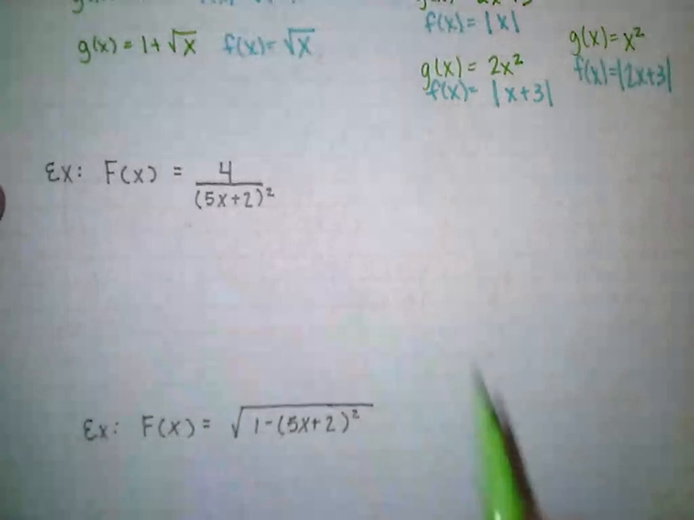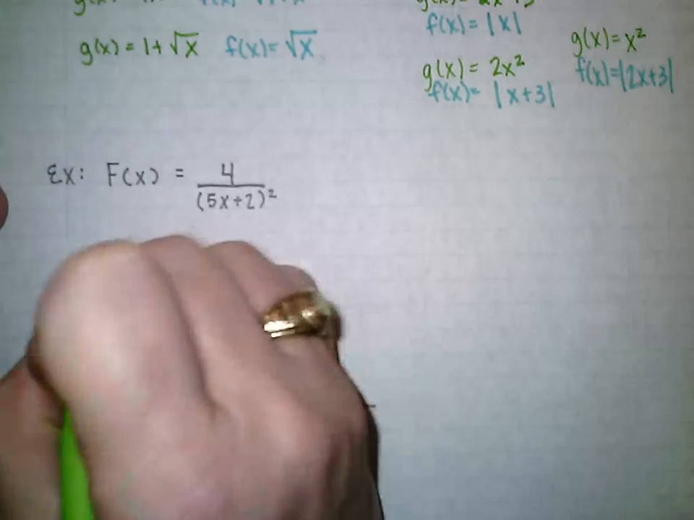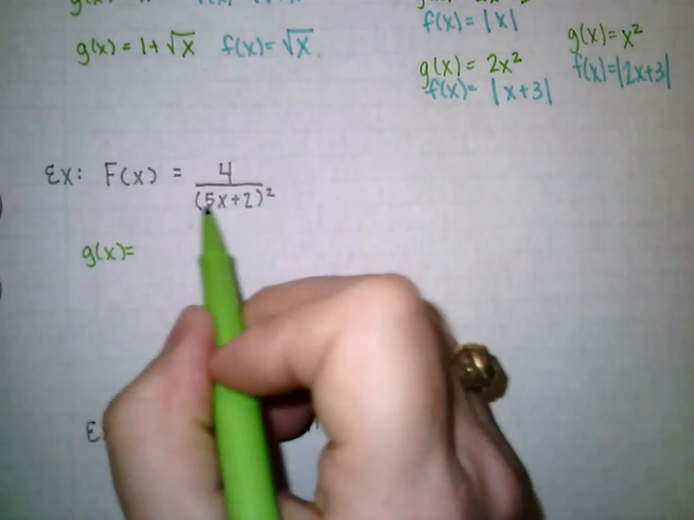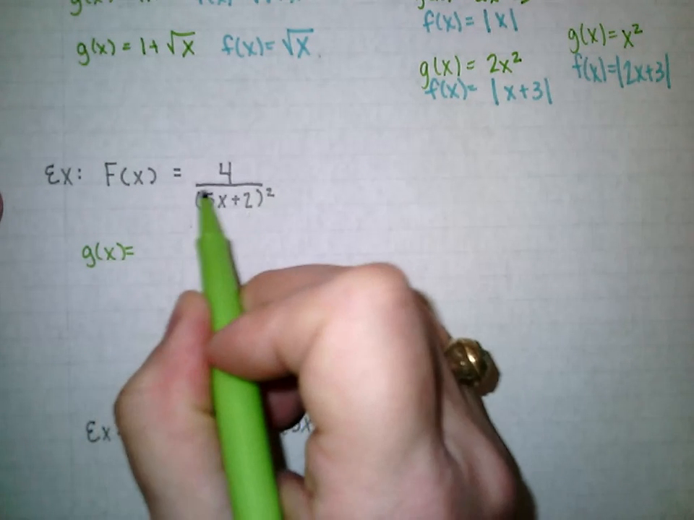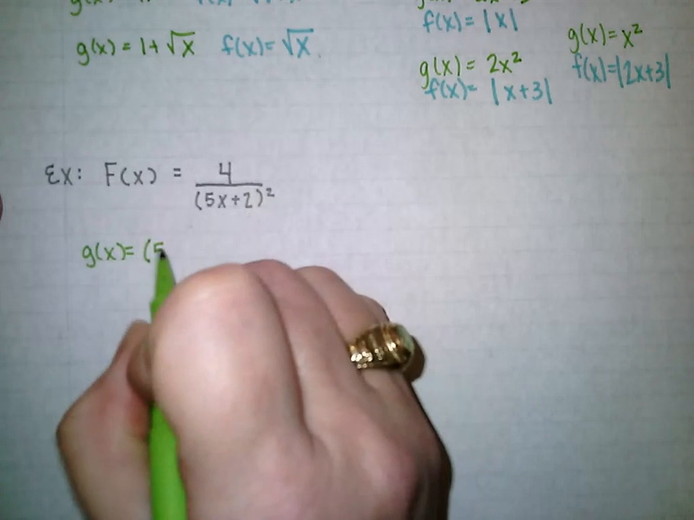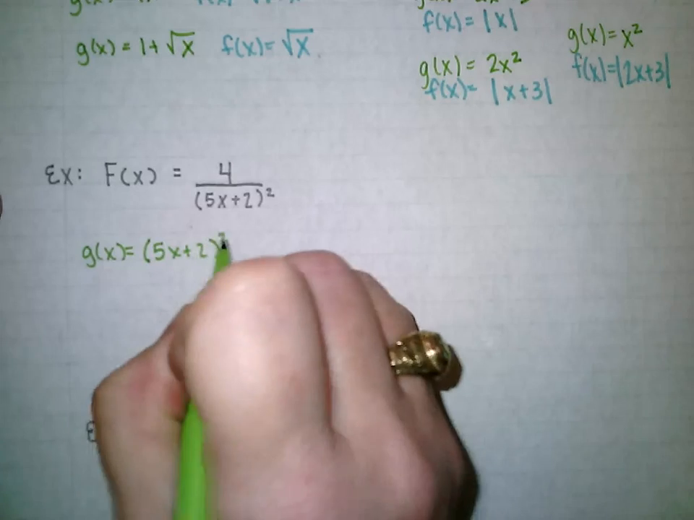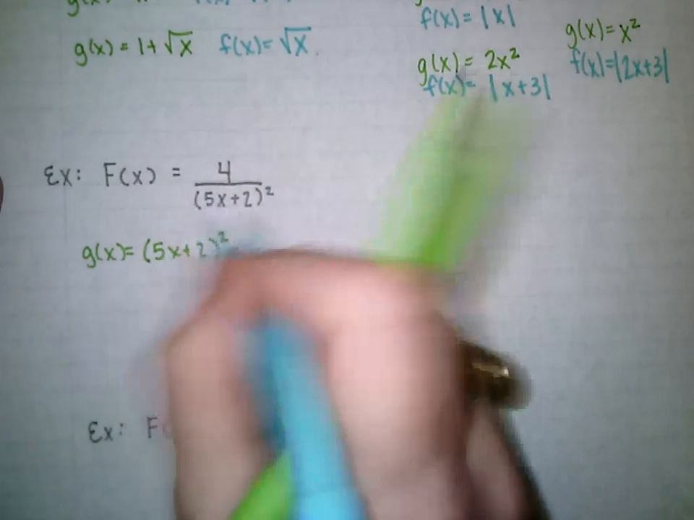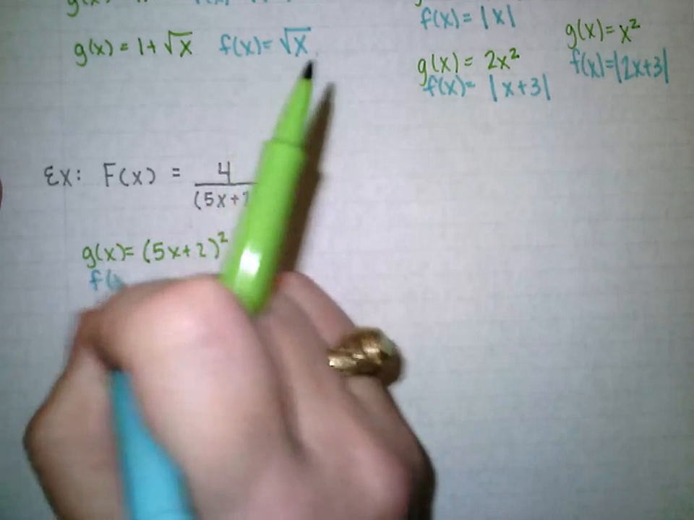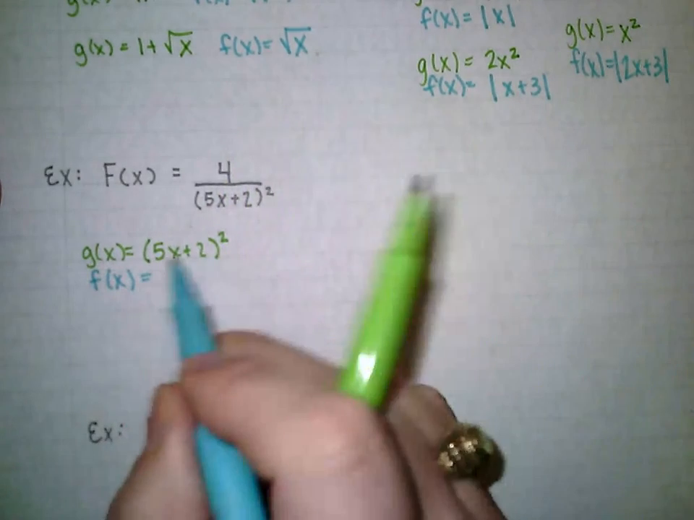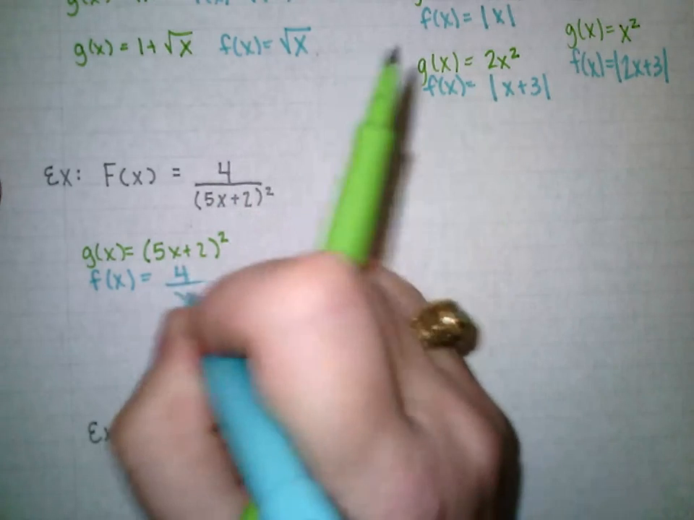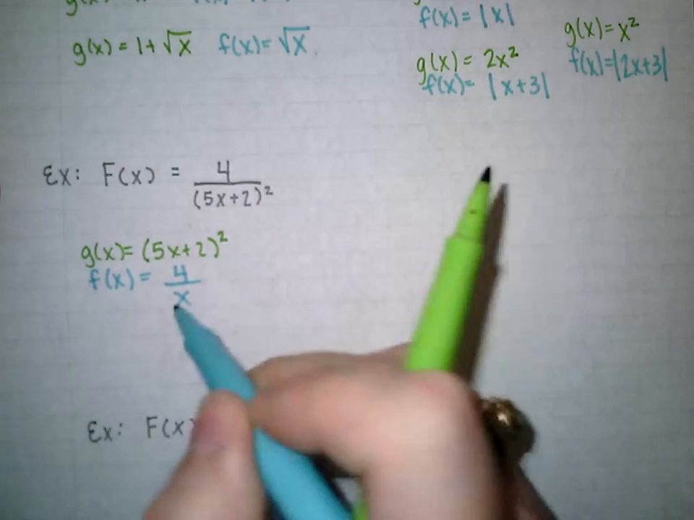Okay, next one. We got 2 left here. If our input function here, if I just use the whole entire denominator and make it 5x plus 2 squared for my input function, then I'm replacing that entire denominator with my input function, so it would be 4 over x, because then I put all of that in for x.